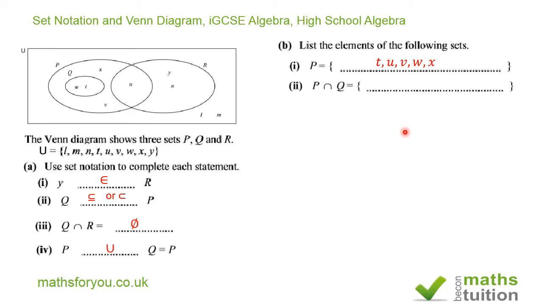Right. Next it says P intersection Q. What have P and Q in common? What's common to both P and Q? Clearly, that will be T and W. So in here we should have that T and W are common to both sets P and Q.